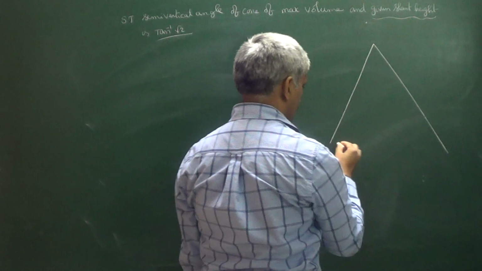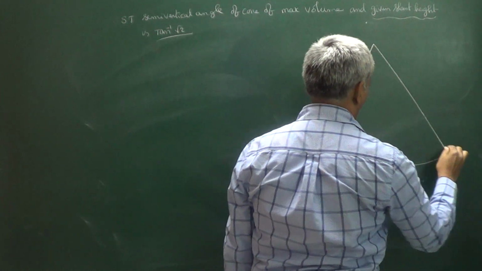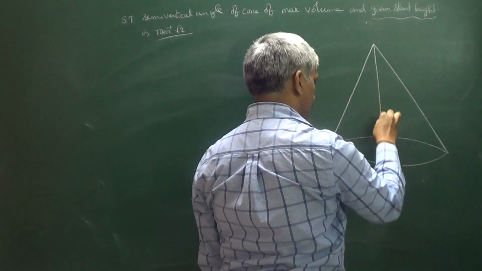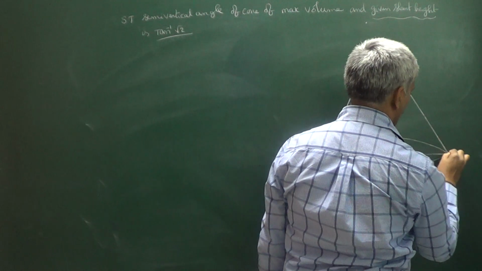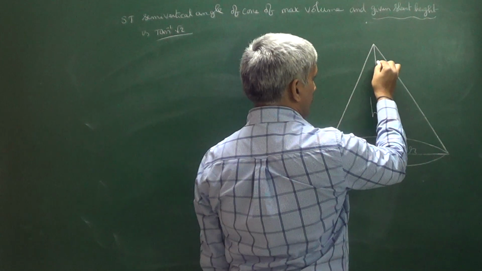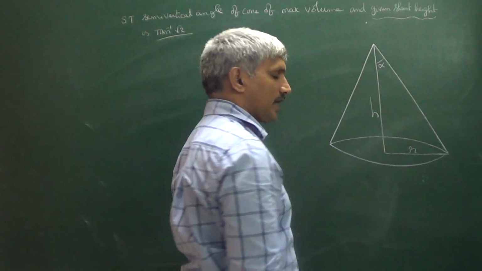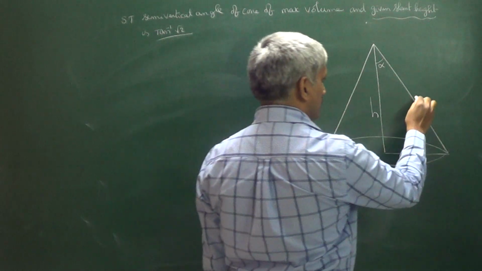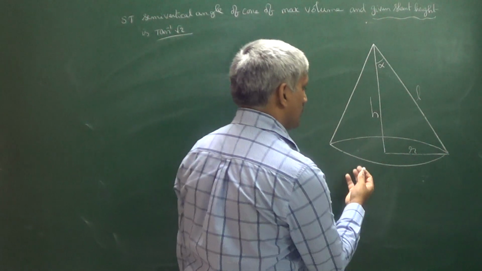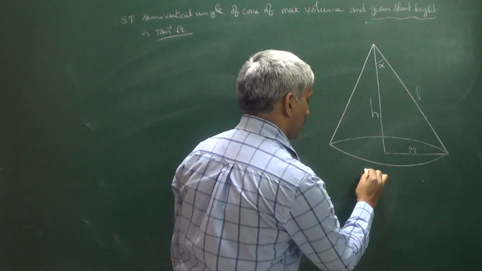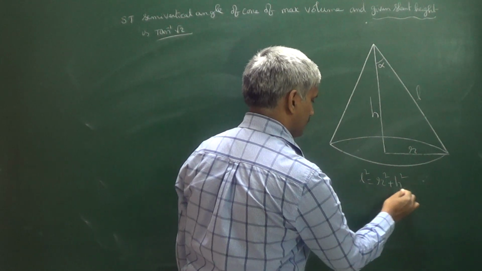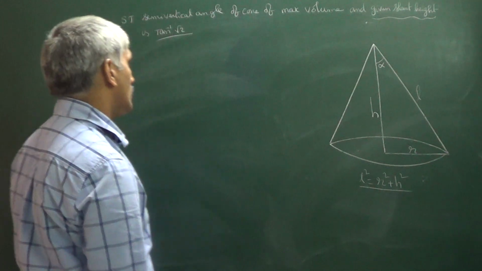Okay, this is a cone. This is the height of the cone, and this is the radius of the cone, and we will call this one the semi-vertical angle of the cone. I am taking L as the slant height of the cone. Now from this diagram we can write L square is equal to R square plus H square.